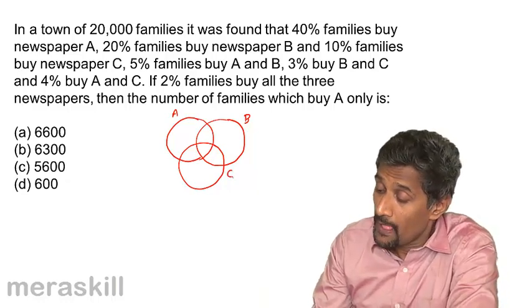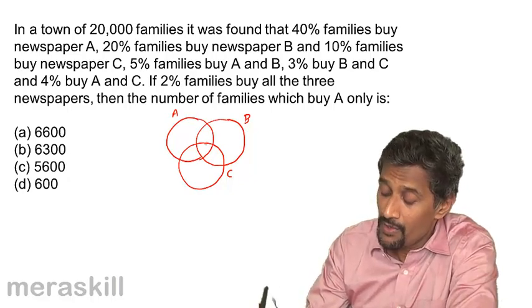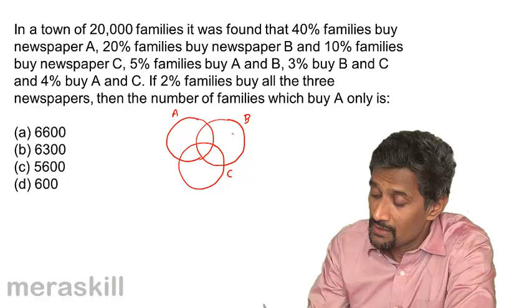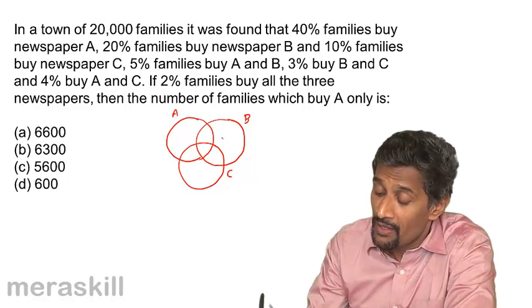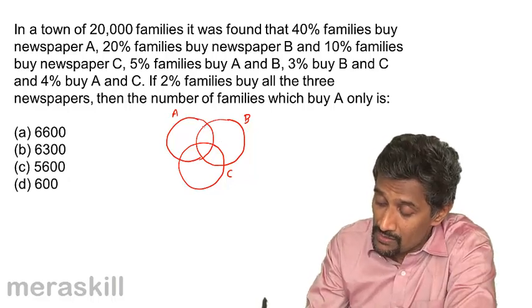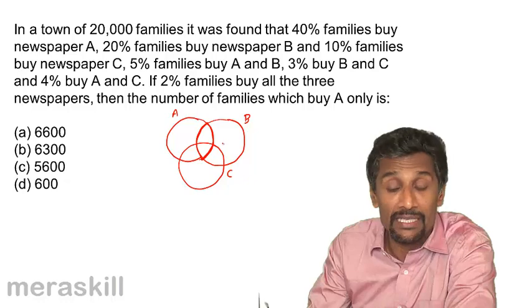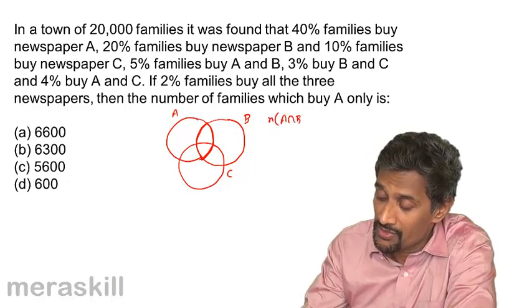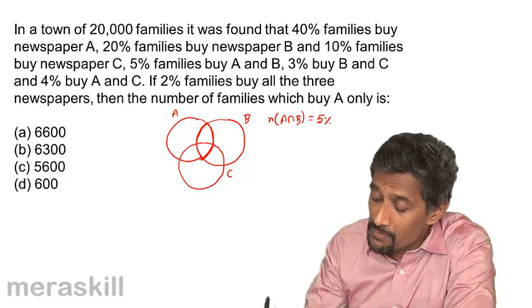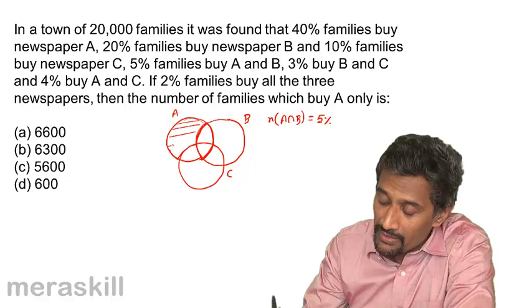Right. So 40% families buy newspaper A. Now we are not concerned about this. 20% families buy B, so this whole thing is 20%. And 10%. 5% families buy A and B, so this whole thing, A intersection B, is 5%. So n of A intersection B is 5%. Now you need to find the number of families which buy only A. So we need to find this part of it. This portion is what we are interested in finding out.